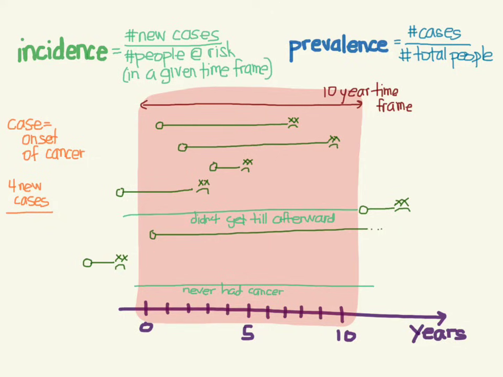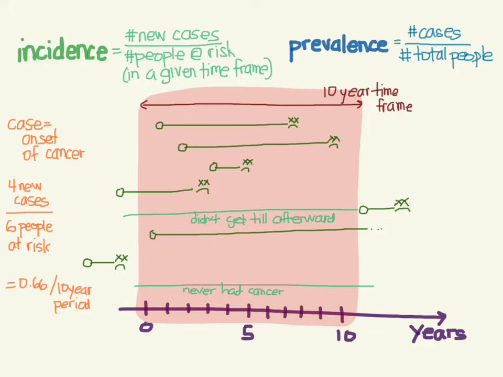This person was at risk too, right? Because as they entered the study, they didn't have it. Then they did get it. This person was never at risk of getting cancer because they died before the study started, and this person was. So how many people were really at risk? 1, 2, 3, 4, 5, 6. So we have 6 people who were at risk. So in this particular period, our incidence of cancer was 0.66 over this 10-year period.